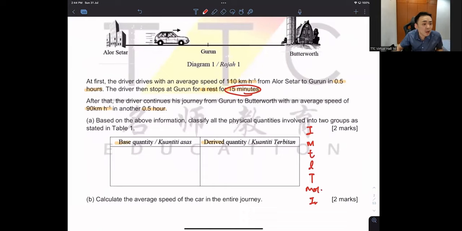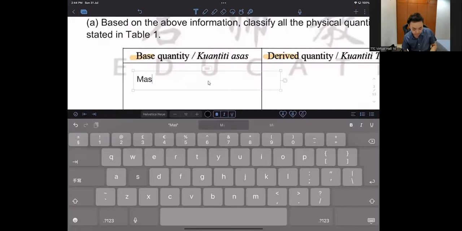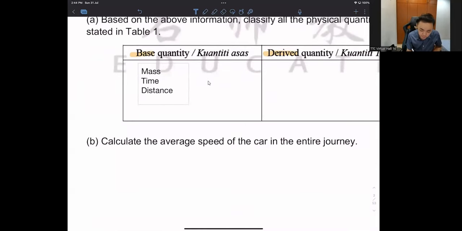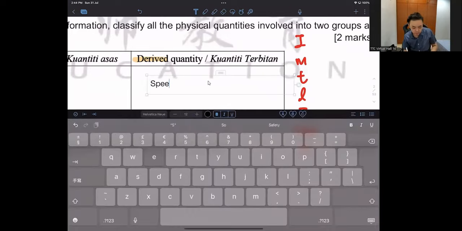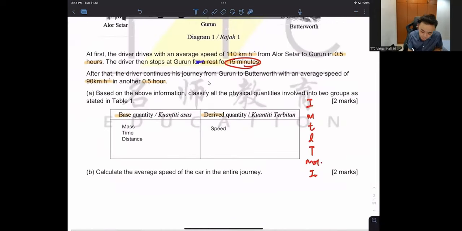Because the rest are not base. Speed is considered as what? Derived. Okay, speed is considered as derived. So, of course, you could write down your answer here: first thing, mass, time, and then distance. Mass, time, and distance. You got three answers here. And then the other side, derived, simple. The answer will be just speed. You can put velocity also, but normally I recommend writing speed, because they mentioned speed. So you copy that.